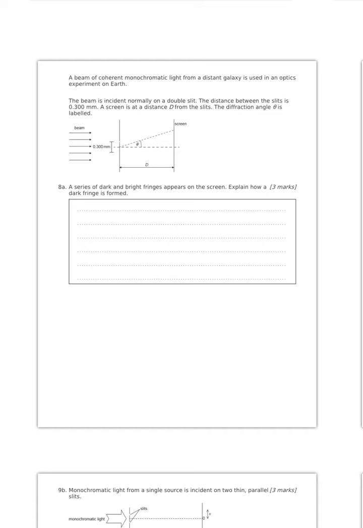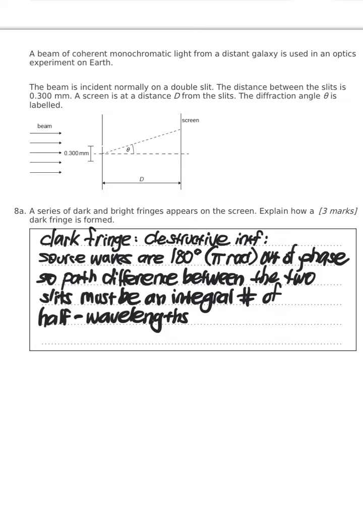Okay, showtime. Now we have number 8. We're going to look at 8A through 8E. So 8A wants us to explain how a dark fringe is formed. A dark fringe is formed from destructive interference. So yeah, the dark fringe is destructive interference. The source waves are 180 degrees out of phase. A crest is meeting a trough, I guess you could say.